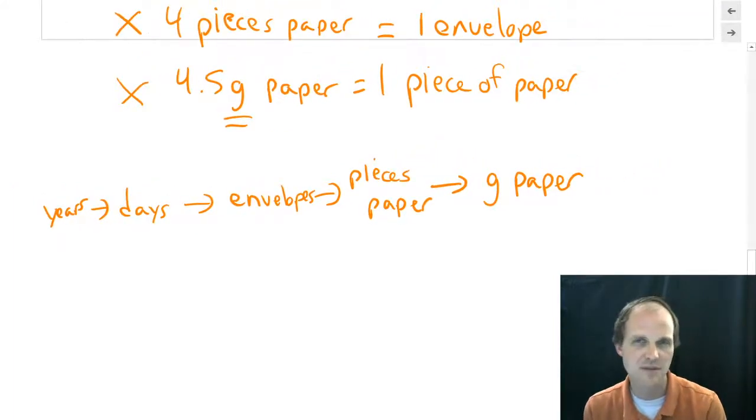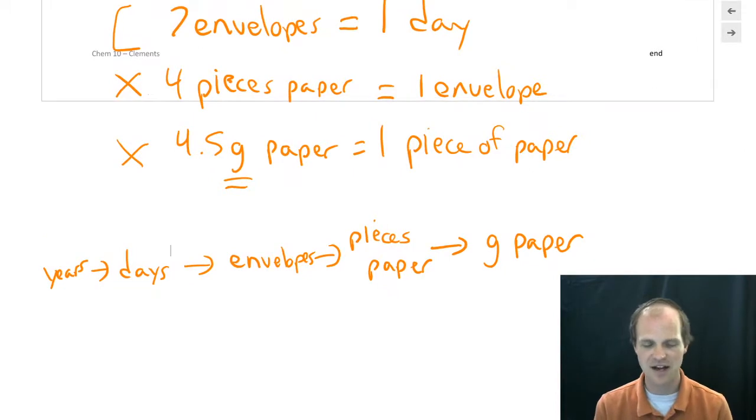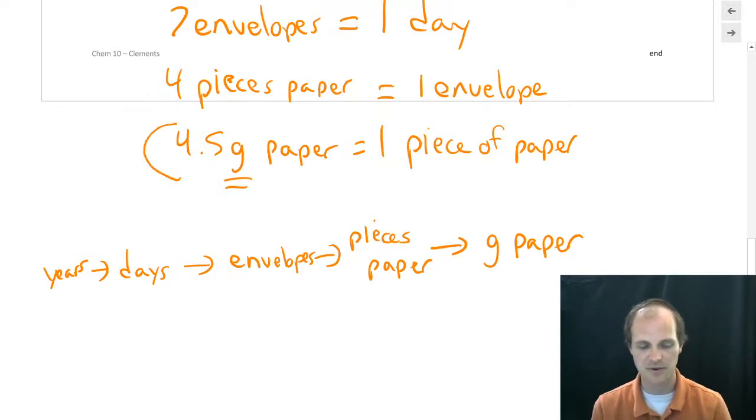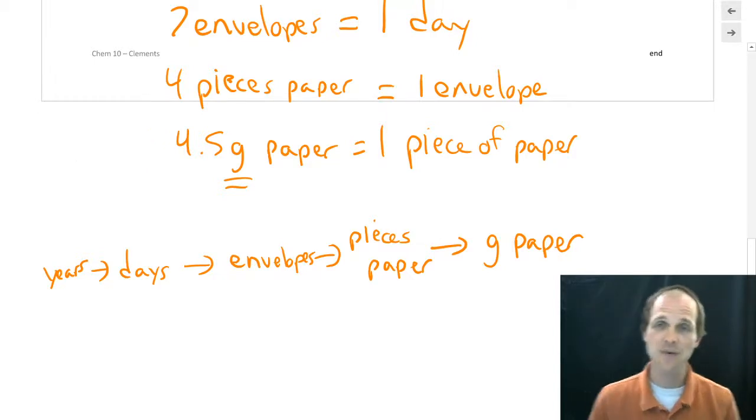I worked on it backwards on purpose here, but I could have also guessed going forward. I could have guessed that, oh, you know, I've got days, so let me convert years to days, and then days would convert me to envelopes from this conversion factor here, and then envelopes would have converted me to paper from here, and then paper would have converted me to grams of paper here. But now we've got our plan, and now we're going to implement that plan.